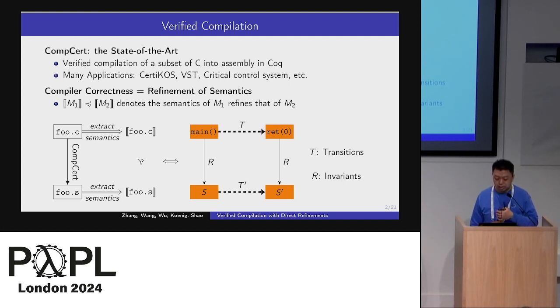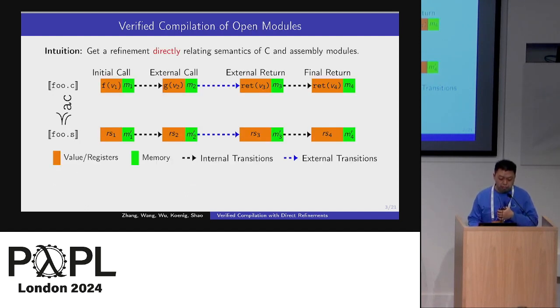In the original CompCert, you can only support whole program semantics, which means you must enter from the main program and return from it. When we move to open modules, the entry point may be something other than the main function. For example, in this figure, we enter from F, and you may also invoke external calls. In this talk, I'm going to use the black arrows to represent the internal executions, and the blue ones to represent the external executions.